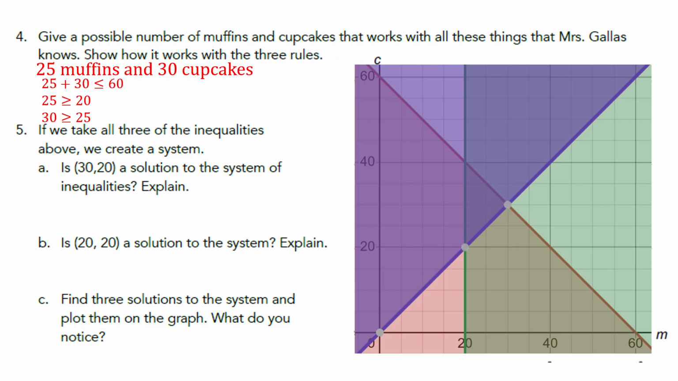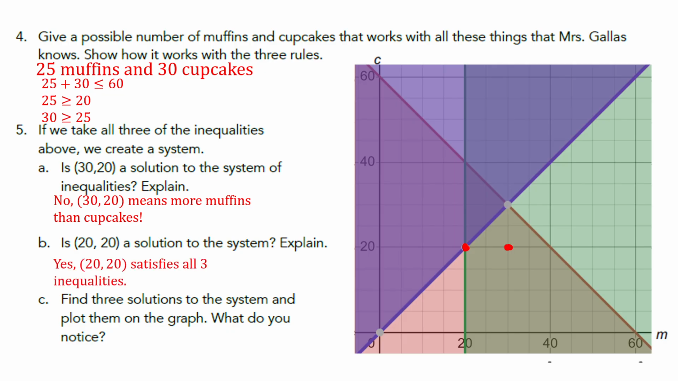So is 30 comma 20 a solution? So we go over to 30 and up to 20, and no, it's not. That does not satisfy C is greater than or equal to M. 30 greater than 20 means more muffins than cupcakes, which has to be the other way around. Is 20 comma 20 a solution? That'd be right there. Yes, it satisfies all three inequalities.